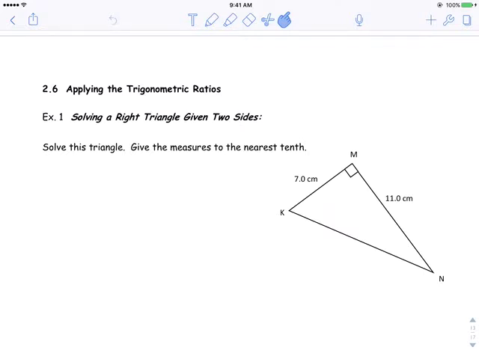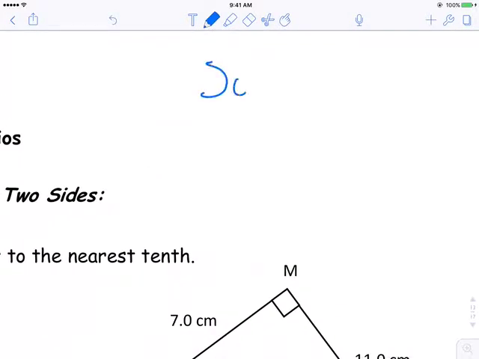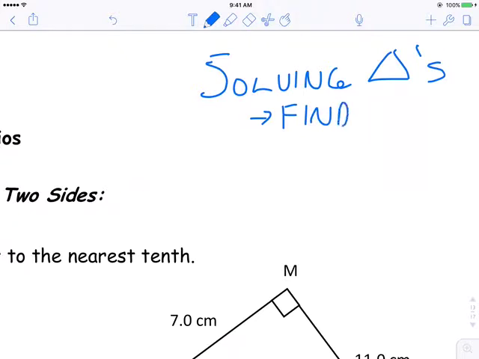Okay, section 2.6. As I had said the other day, the next step is now to take all of those tools that we know about right angle triangles, put them all together and solve a right triangle. In solving a right triangle, we have to find all the missing angles and all the missing sides. So solving triangles, we have to find all sides and angles.